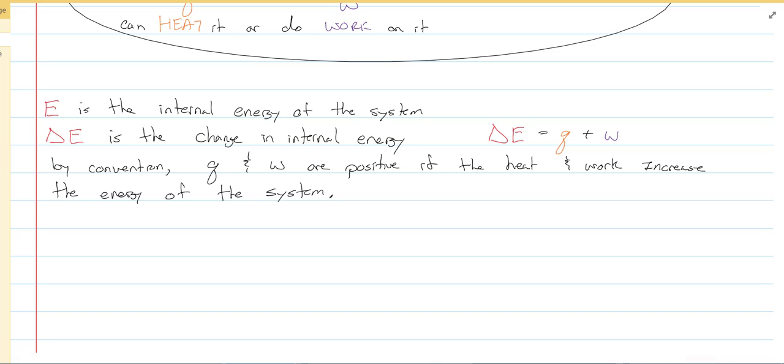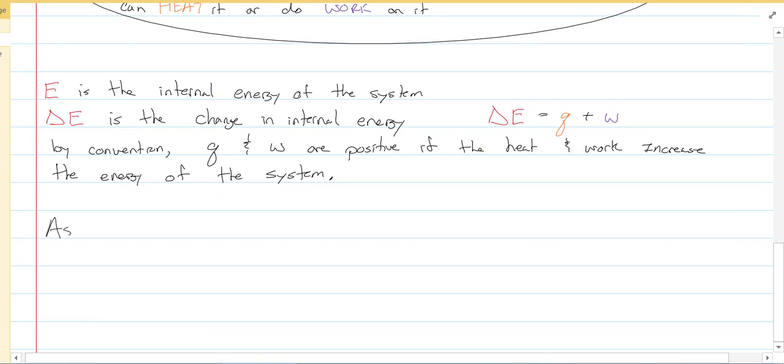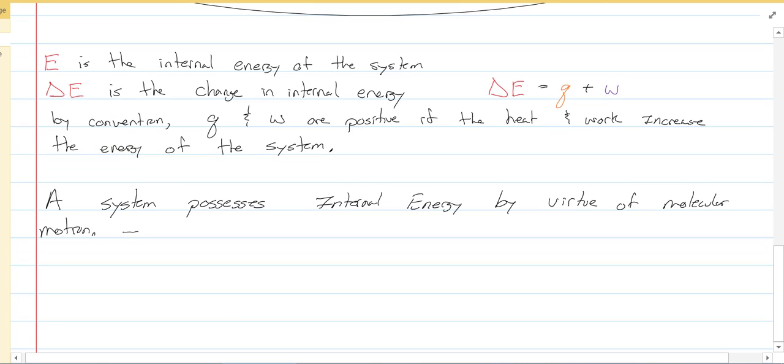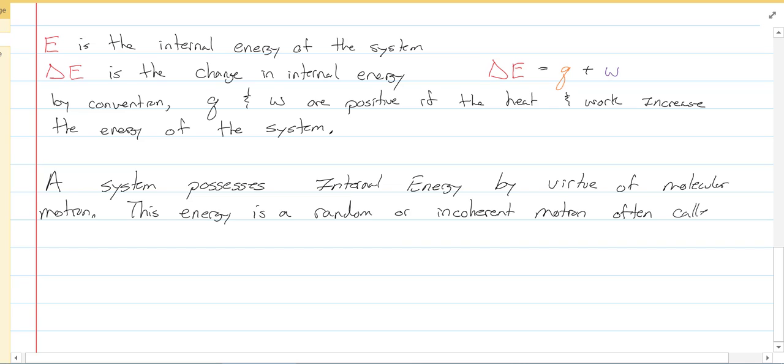So let's talk about this system, this internal energy. A system possesses internal energy by virtue of molecular motion. This energy is a random or incoherent motion, often called thermal energy.